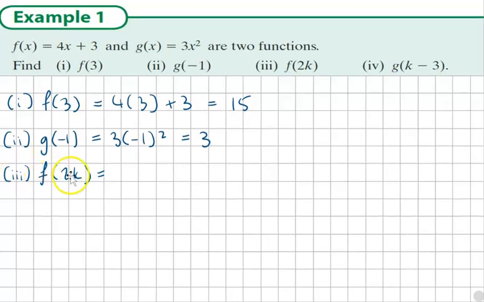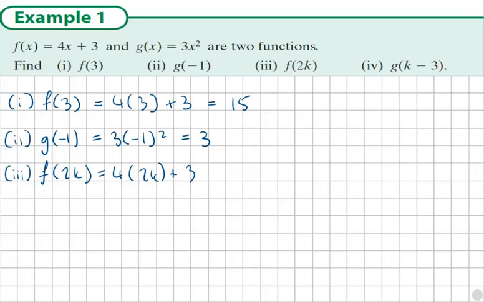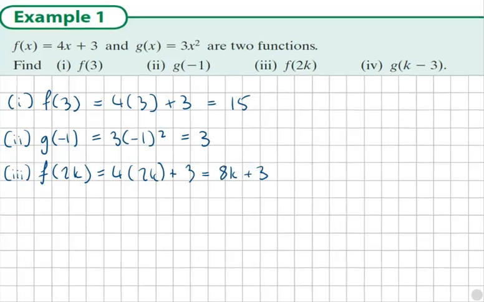Part 3, f of 2k. So we go back to our f of x function. We swap the x for a set of brackets and we put 2k into the brackets. And then we multiply out our brackets. So we get 8k plus 3.